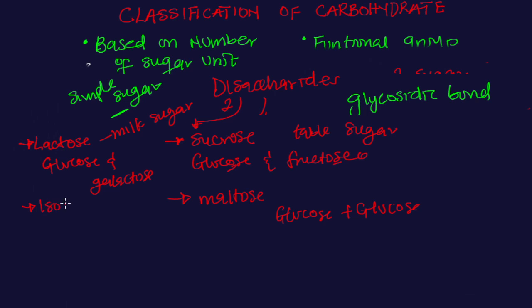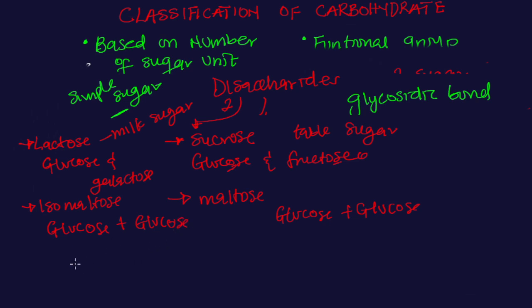The other one that we can have is isomaltose. Isomaltose is almost the same thing as maltose because it contains two glucose units, but with different types of bond. That's just one thing about isomaltose.